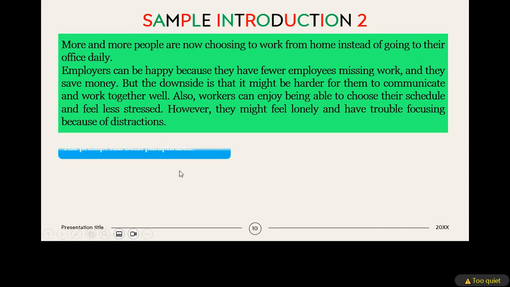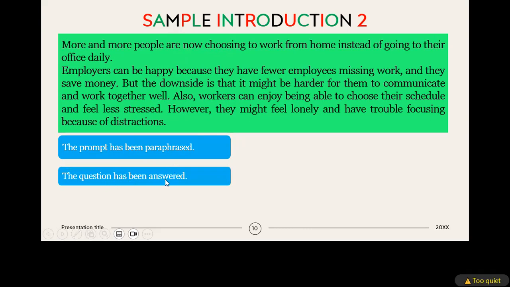Now, for this one, I will say, well, the prompt has been paraphrased. Look here, I didn't say successfully. I said the prompt has been paraphrased, which is good. If you paraphrase the prompt, this means that you understood the question. As an examiner, I know that the student has paraphrased the prompt. I know that he has understood the question. This is positive. Number 2, the question has been answered. Well, here he briefly answered the question. Okay, he did both in the introduction. This is a very successful introduction.